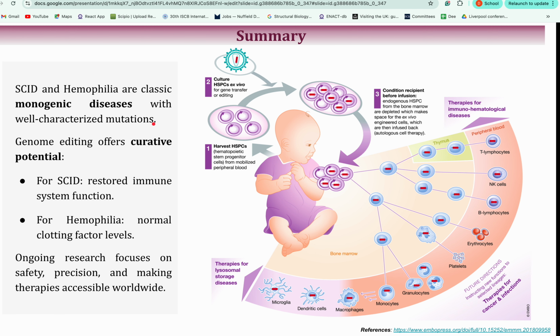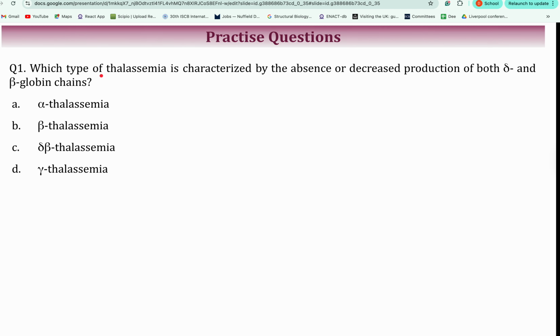So let's start with the MCQs. The first MCQ is: which type of thalassemia is characterized by the absence or decreased production of both delta and beta globin chains? Option A, alpha thalassemia. Option B, beta thalassemia. Option C, delta beta thalassemia. And option D, gamma thalassemia. I'll give you some time to think, and then we'll talk about the right option.